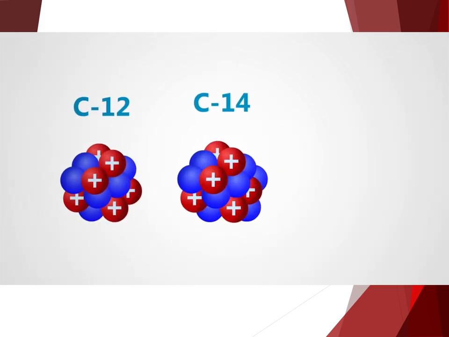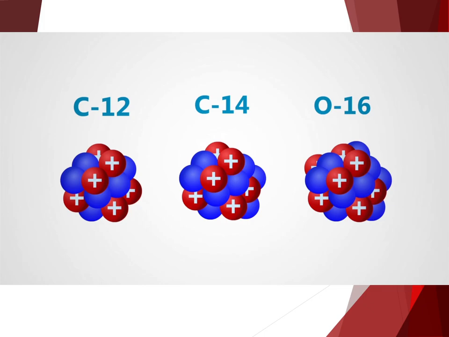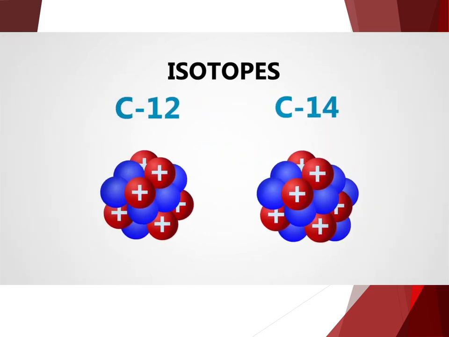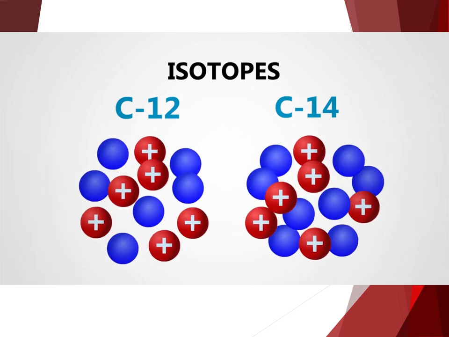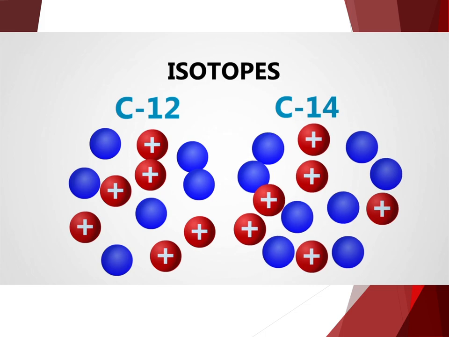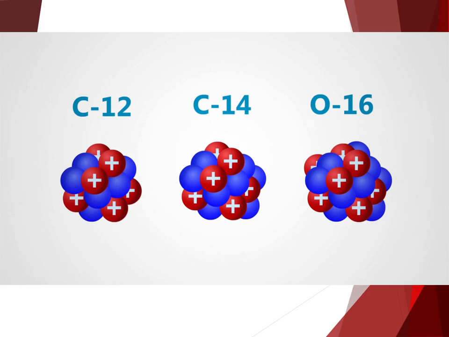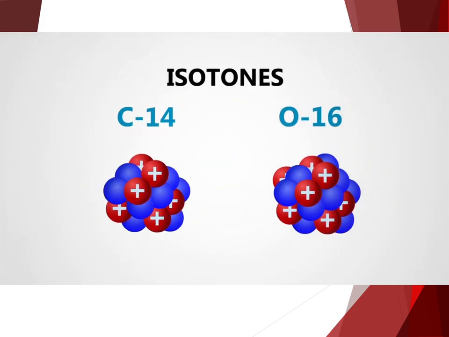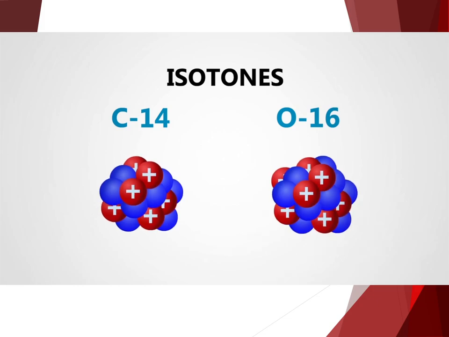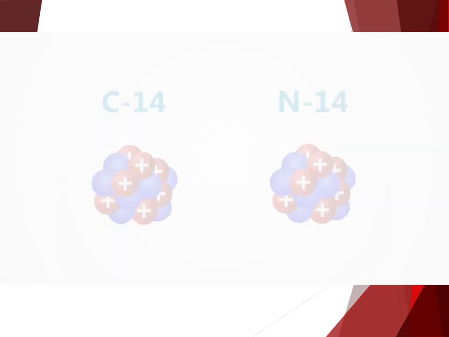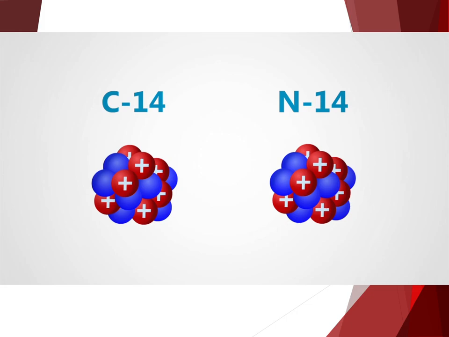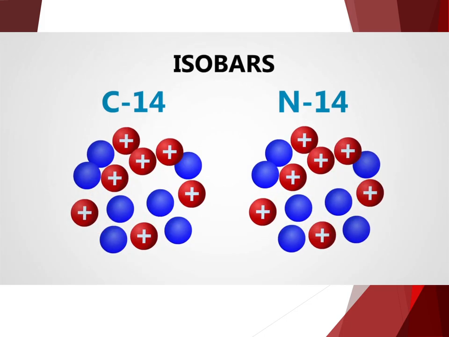When nuclides have the same atomic number Z but different neutron numbers N, they're called isotopes. For example, carbon-12 and carbon-14 are two isotopes of carbon. When nuclides have the same neutron number N but different atomic numbers Z, they're called isotones. For example, carbon-14 and oxygen-16 are isotones. When nuclides have the same mass number A, for example, nitrogen-14 and carbon-14, they're called isobars.